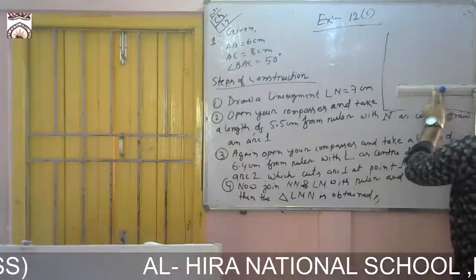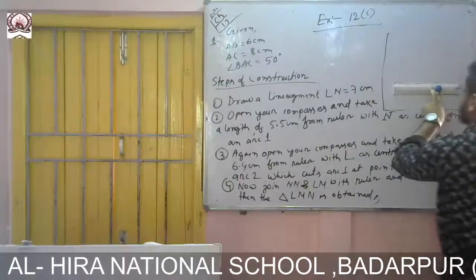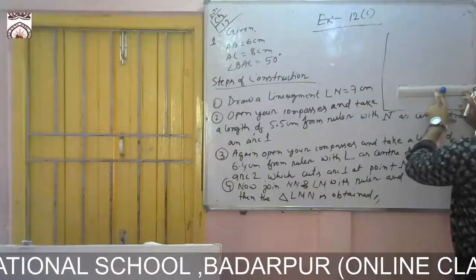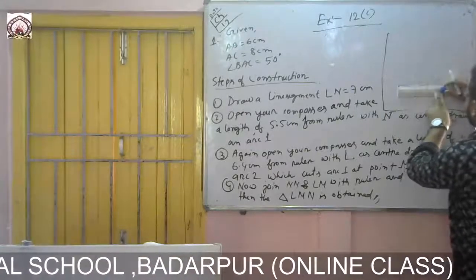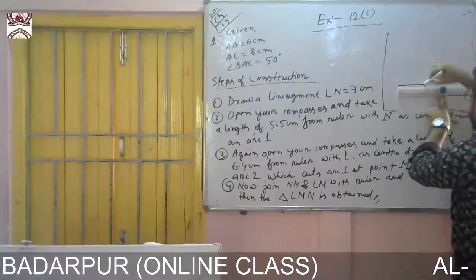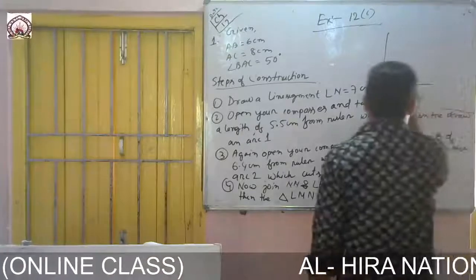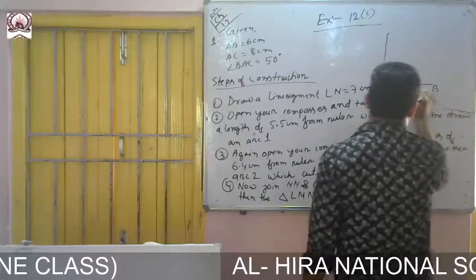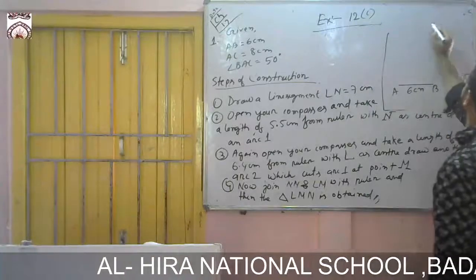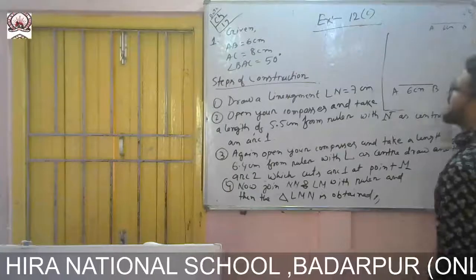AB 6 centimeter as a base. Okay, so write AB 6 centimeter. Suppose this is the rough sketch. AB is 6 centimeter.